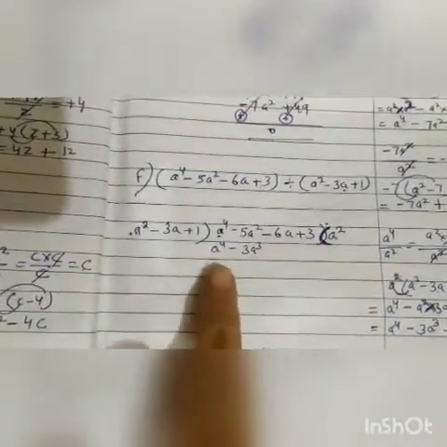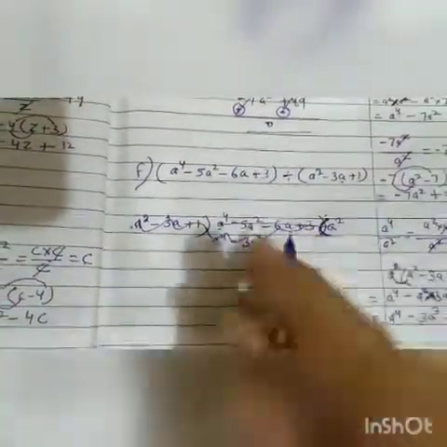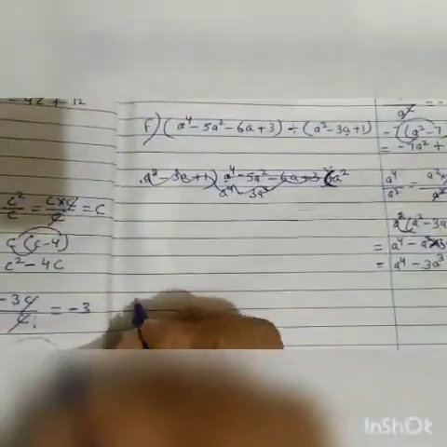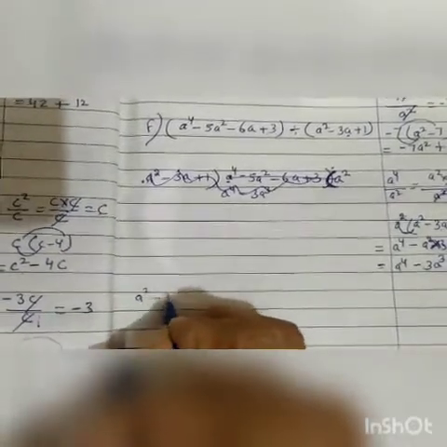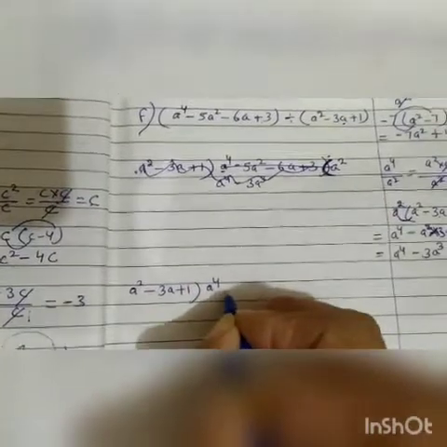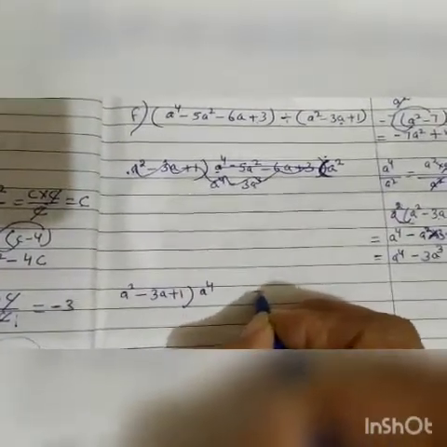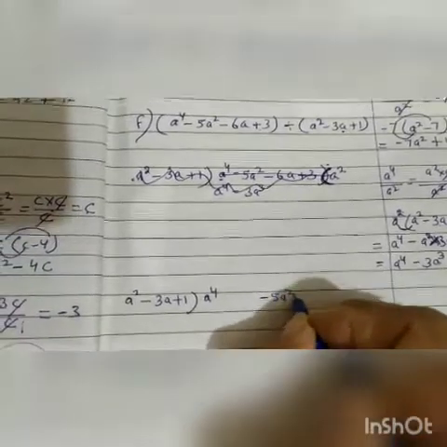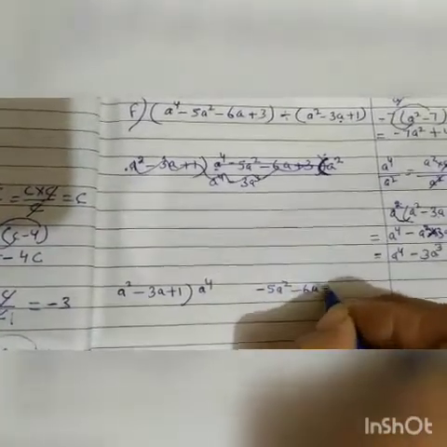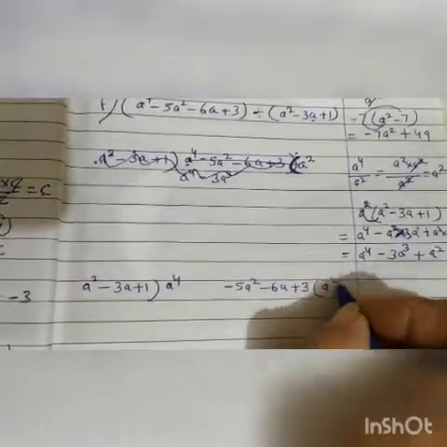Students, sorry, it will not be here. I am writing it again. Okay. a square minus 3a plus 1 divided by a power 4, and leave some space here. Then write minus 5a square minus 6a plus 3. We have written here a square.